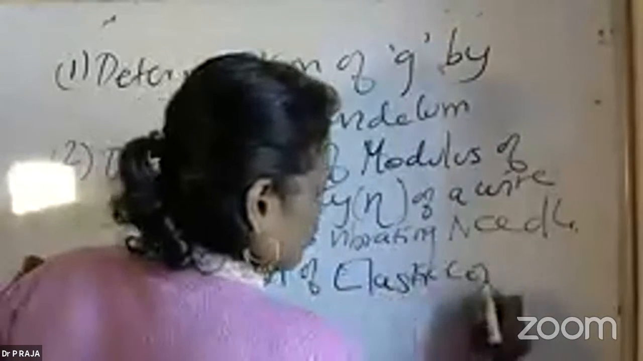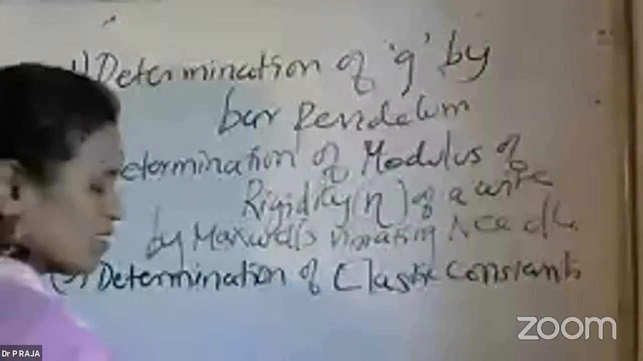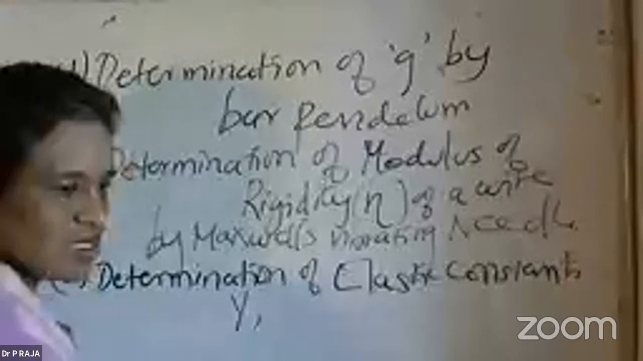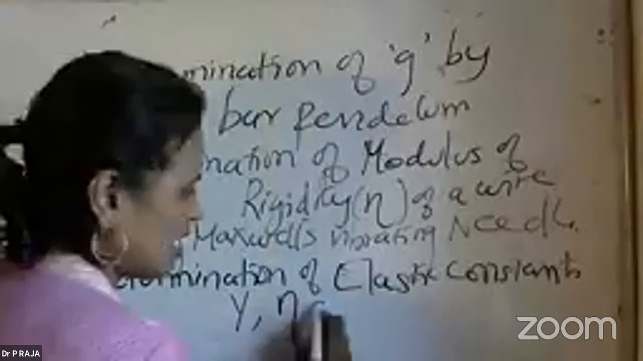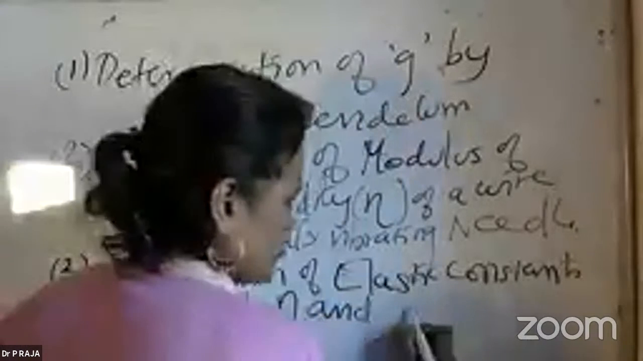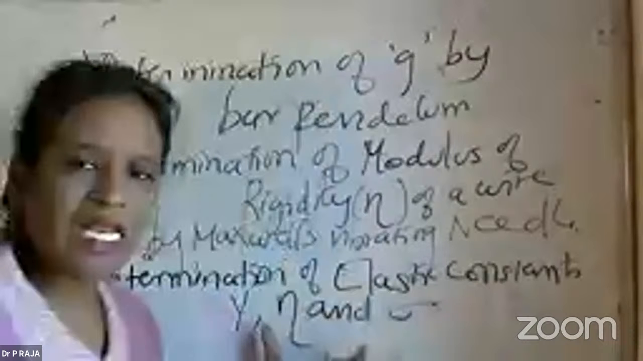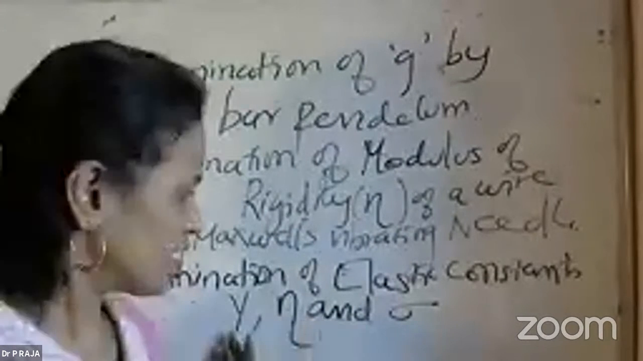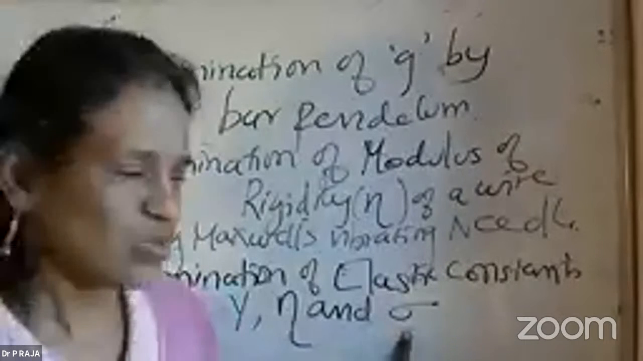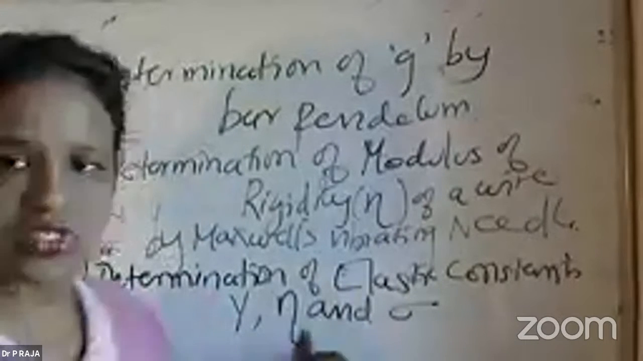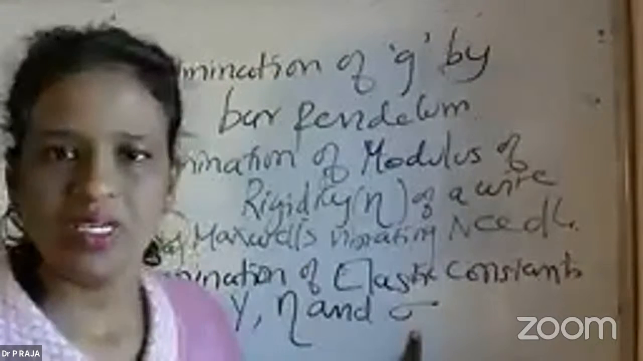You will find the Young's modulus here, and also the modulus of rigidity and the Poisson's ratio. Bulk modulus you will not study here. These 3 you will study. You will find these 2, and once you know the value of the Young's modulus and the modulus of rigidity, the Poisson's ratio can be determined.